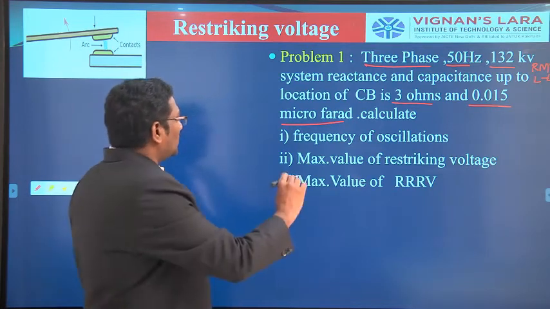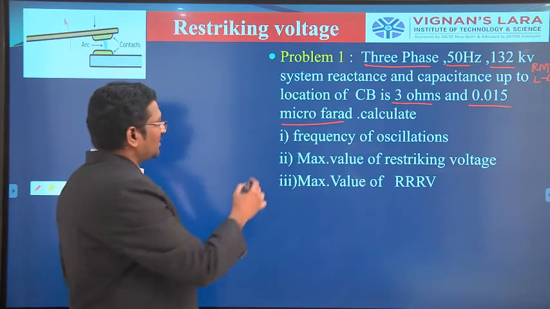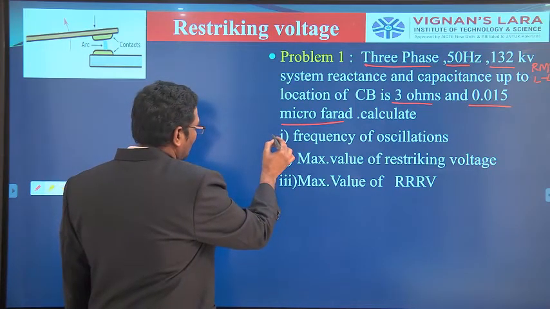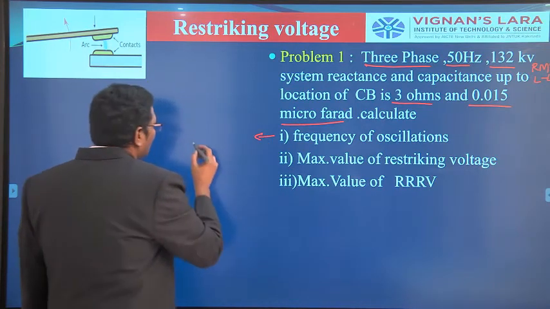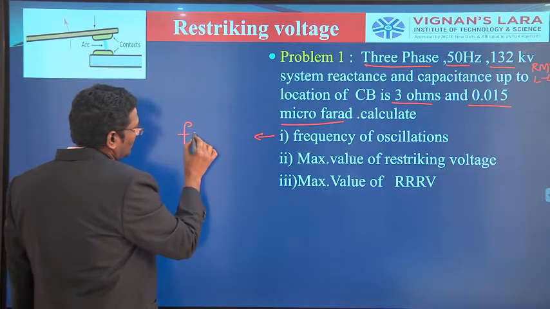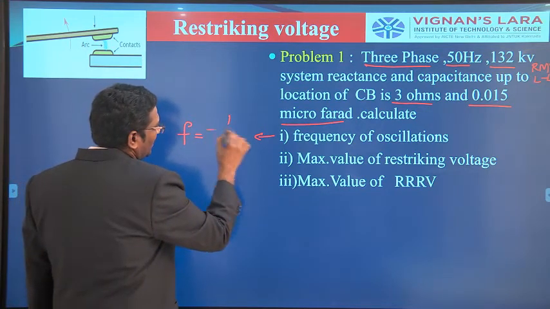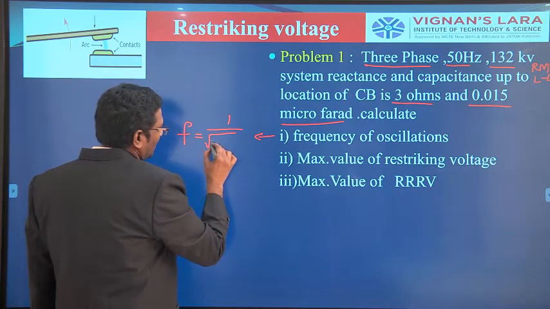Let me write the formulas first. That is the frequency of oscillation, the first objective. So omega, that is the frequency, is equal to 1 by square root of LC.